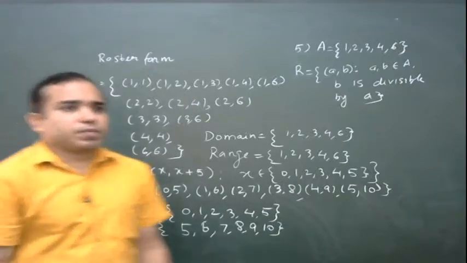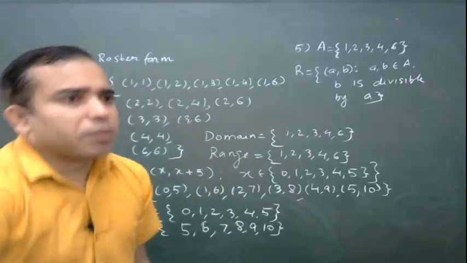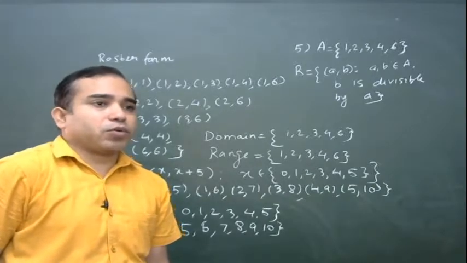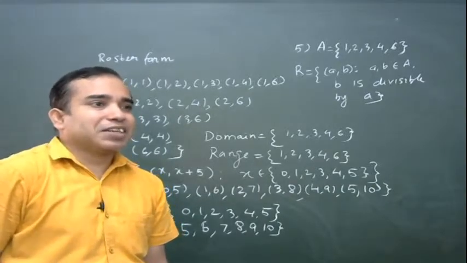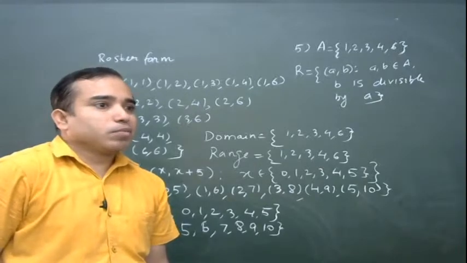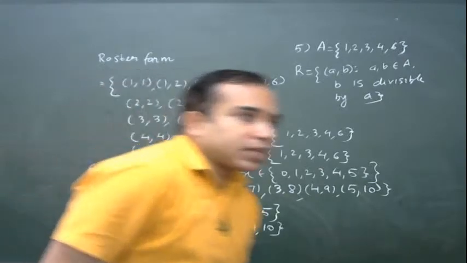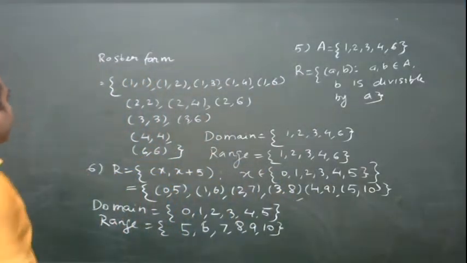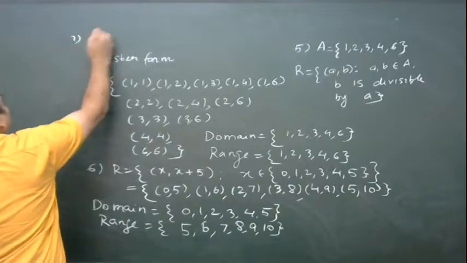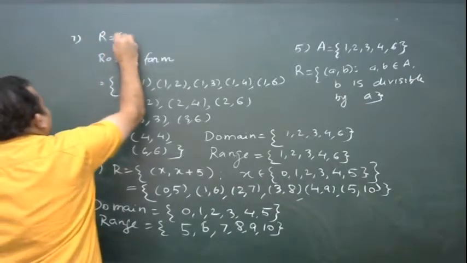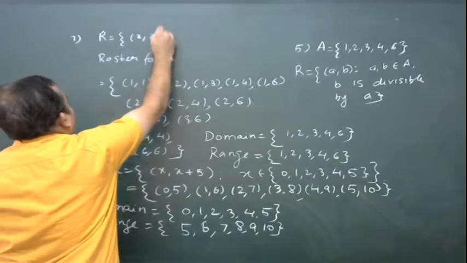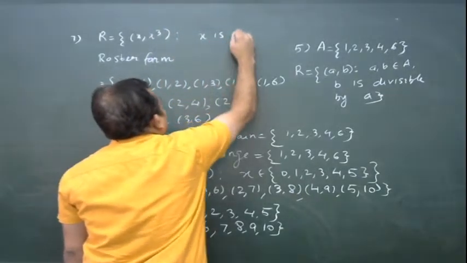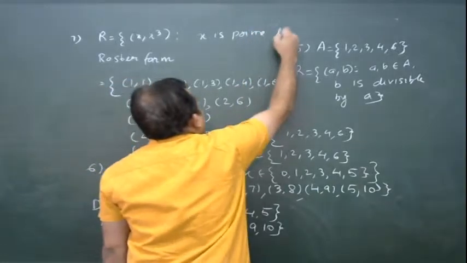Right, students? So many people have written the correct answer, and I am thankful to you for checking it. Seventh question: x comma x cube, is it x cube? R contains the ordered pairs of type x comma x cube, where x is a prime number less than 10.